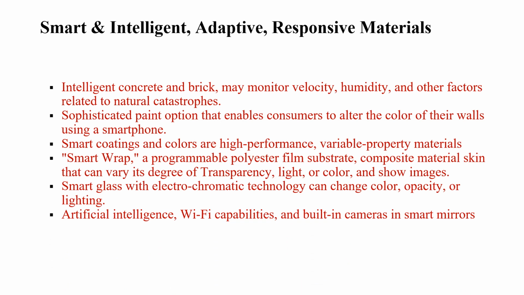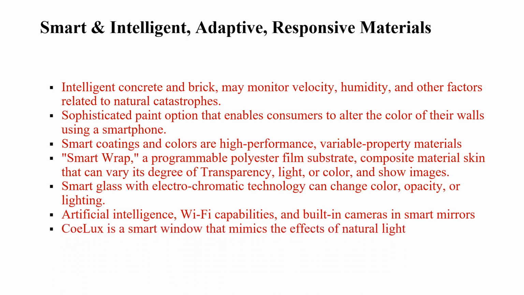Smart glass with electrochromic technology can change color, opacity or lighting. A smart mirror has artificial intelligence, Wi-Fi capabilities and built-in cameras. Collex is a smart window that mimics the effects of natural light.